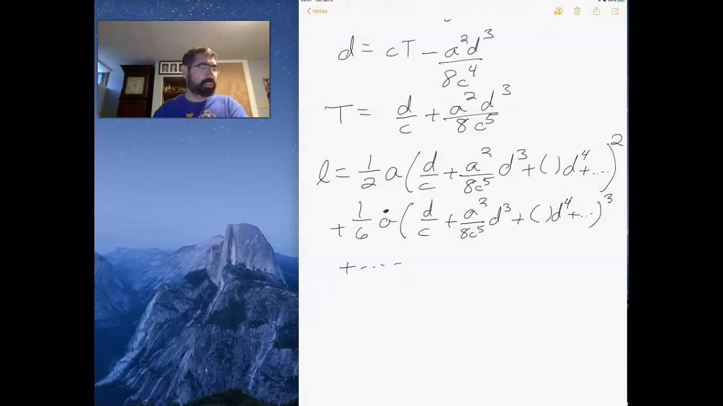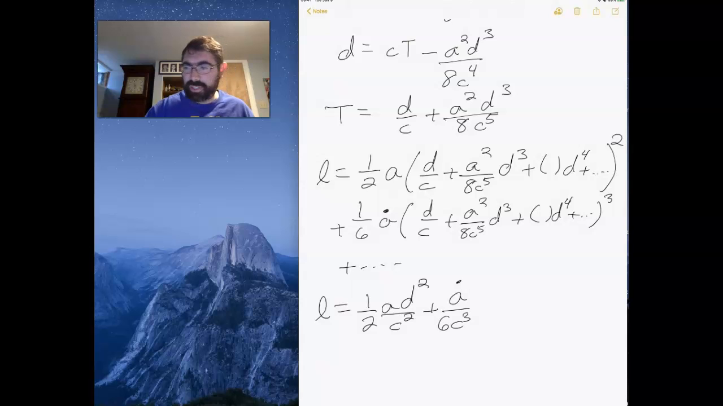Okay, so now what we can do is eventually multiply out the parentheses. We could square the first parentheses, take the cube of the second parentheses, and group together terms. You're just going to have to go along with me on this and say that L is now 1/2 a d squared over c squared plus a dot 6c cubed d cubed plus d to the fourth terms plus dot dot dot.